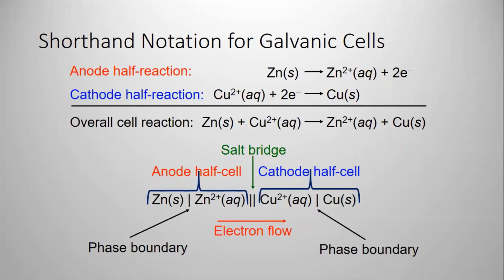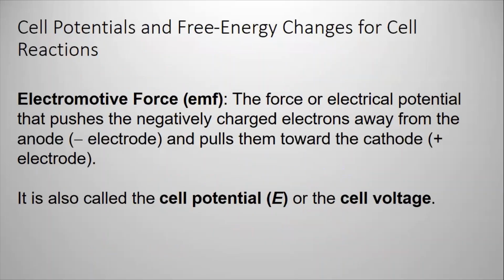So now, how can we determine the cell potential? Because as we said, we are converting chemical energy into electric energy. So how can we measure this electric energy? In order to measure the electric energy, we have to measure the electromotive force, which is the force that moves the charges across the anode and cathode, and that's the cell potential.